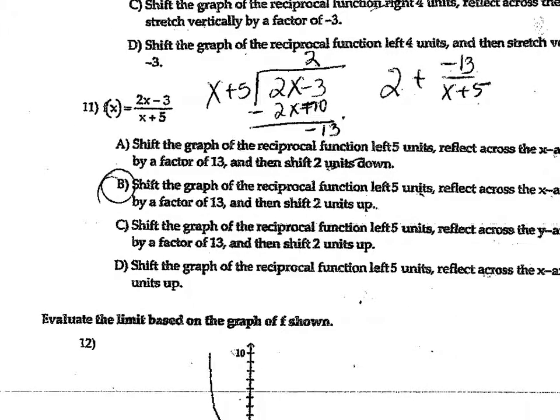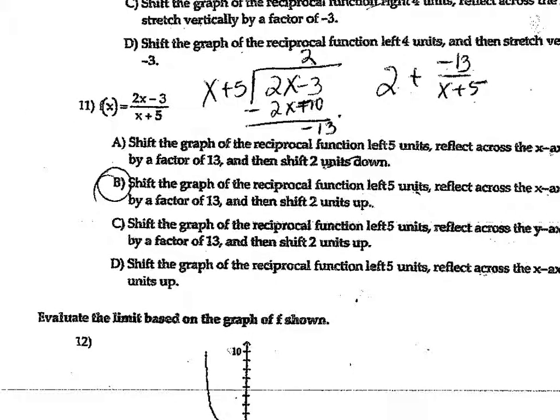You have to use long division. Divide it first. Once you divide 2x minus 3 by x plus 5, 2 times x is 2x, 2 times 5 is 10. You change the signs, and that gives you negative 13. Then once you get the fraction form, which is this one, 2 plus negative 13 over x plus 5, this tells you what's going to happen here. Okay, so it's left 5 units, vertically stretched by a factor of 13, reflected over the x-axis, and up 2 units. But you need to divide it first.